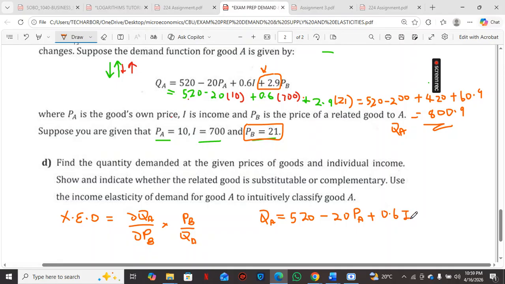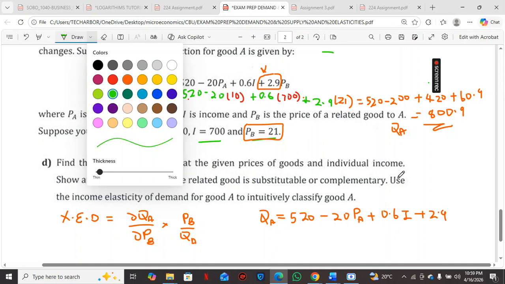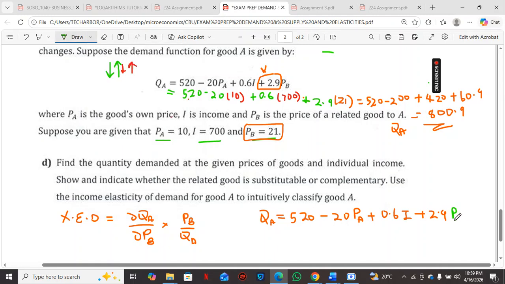0.6 I plus 2.9 PB. We're deriving with respect to PB. Okay? So when we derive this function, this goes, this goes, this goes. We're only deriving 2.9 PB. So it's 2.9 PB to the power 1. Okay, so when you derive, you multiply the power times the number in front of the power.